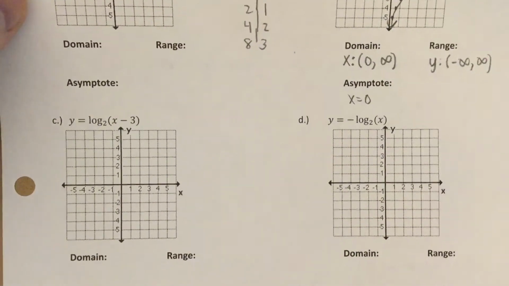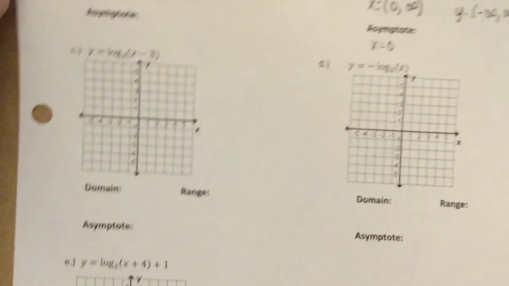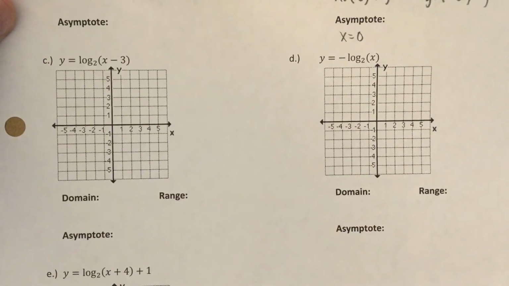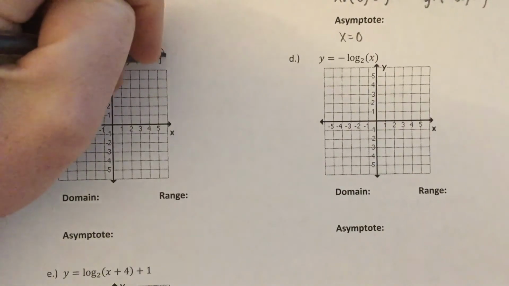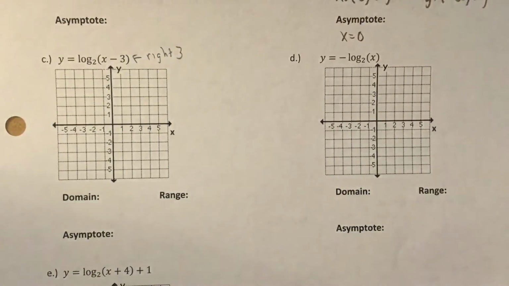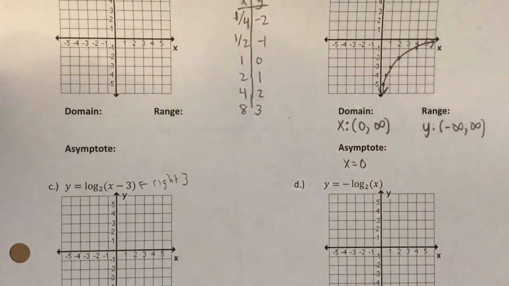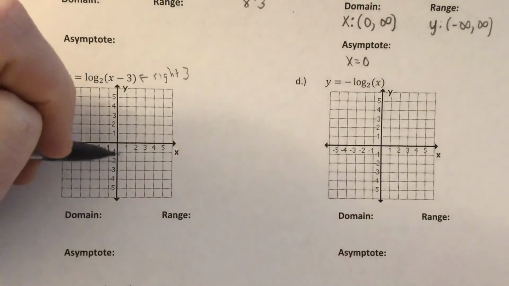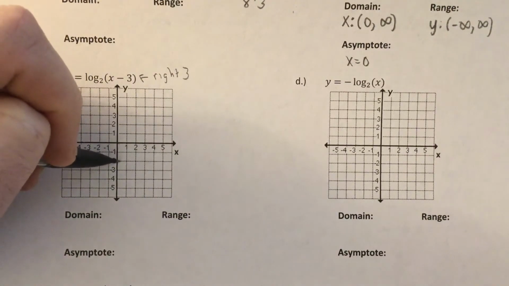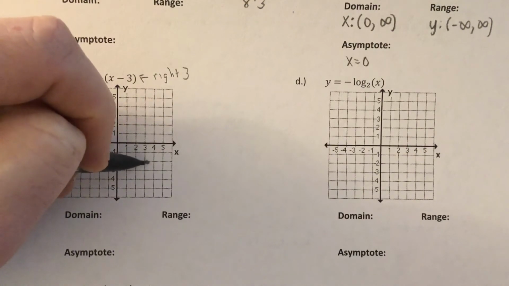I'll look at letter C, and then we'll come back to A shortly. All right, so for letter C, now that is the h value. So now we're moving it to the right 3. Again, I'm just taking all my points from this table and moving them right 3. My first point was 1/4, negative 2, and I'm just moving that right 3. So it's 3 and 1/4, negative 2.